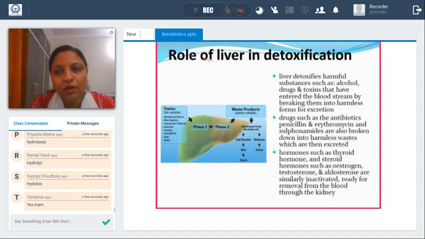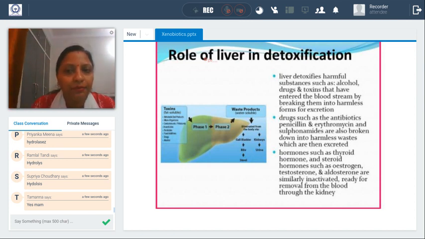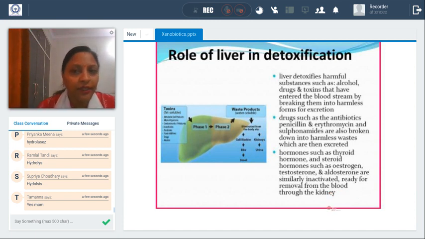So what is the role of the liver in detoxification? The liver detoxifies harmful substances such as alcohol, drugs, toxins that have entered the bloodstream by breaking them into harmless forms for excretion. Drugs such as antibiotics, penicillin, erythromycin, and sulfonamides are also broken down into harmless forms which are then excreted by the body. Hormones such as thyroid hormones and steroid hormones such as estrogen, testosterone, aldosterone are similarly inactivated, ready for removal from the blood through the kidney. So, the liver detoxifies alcohol, drugs, toxins, antibiotics, and hormones.